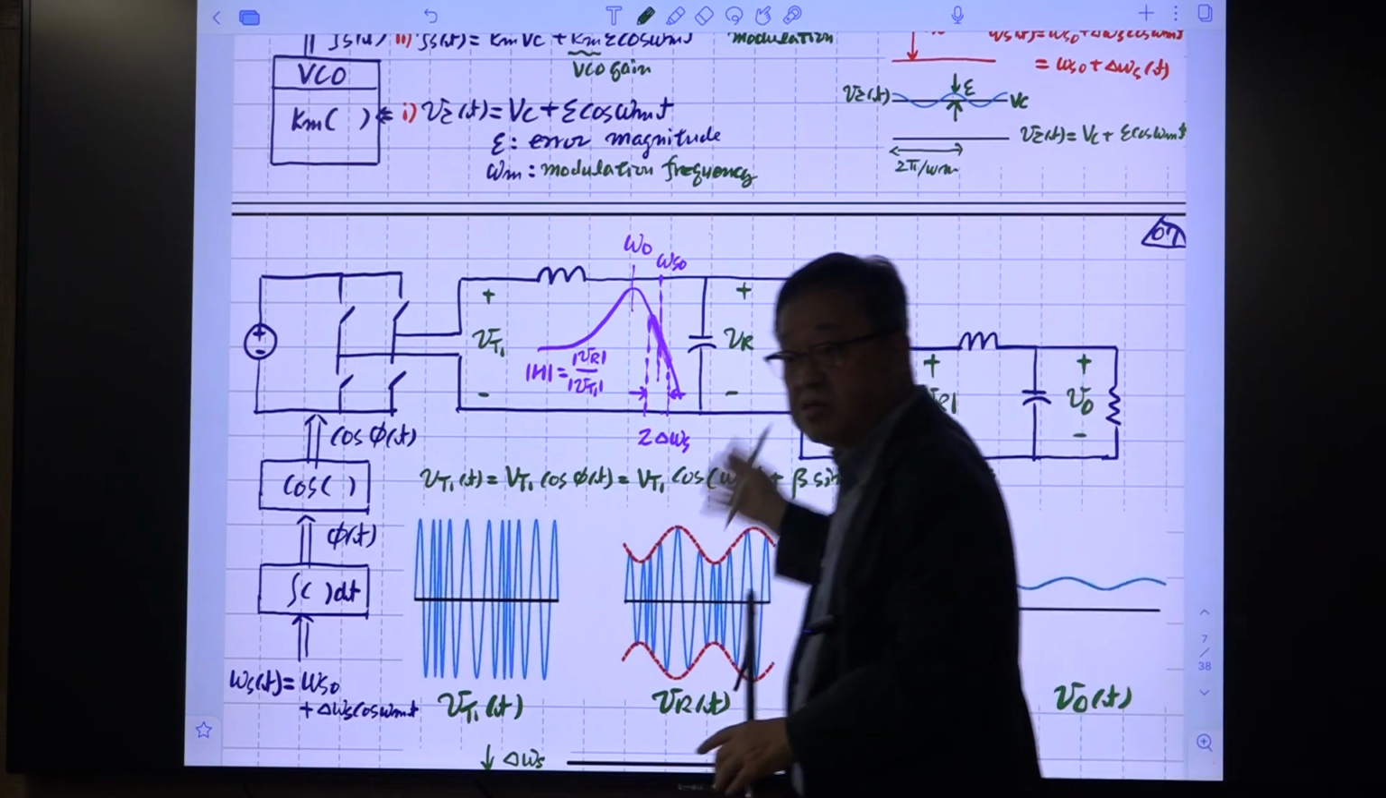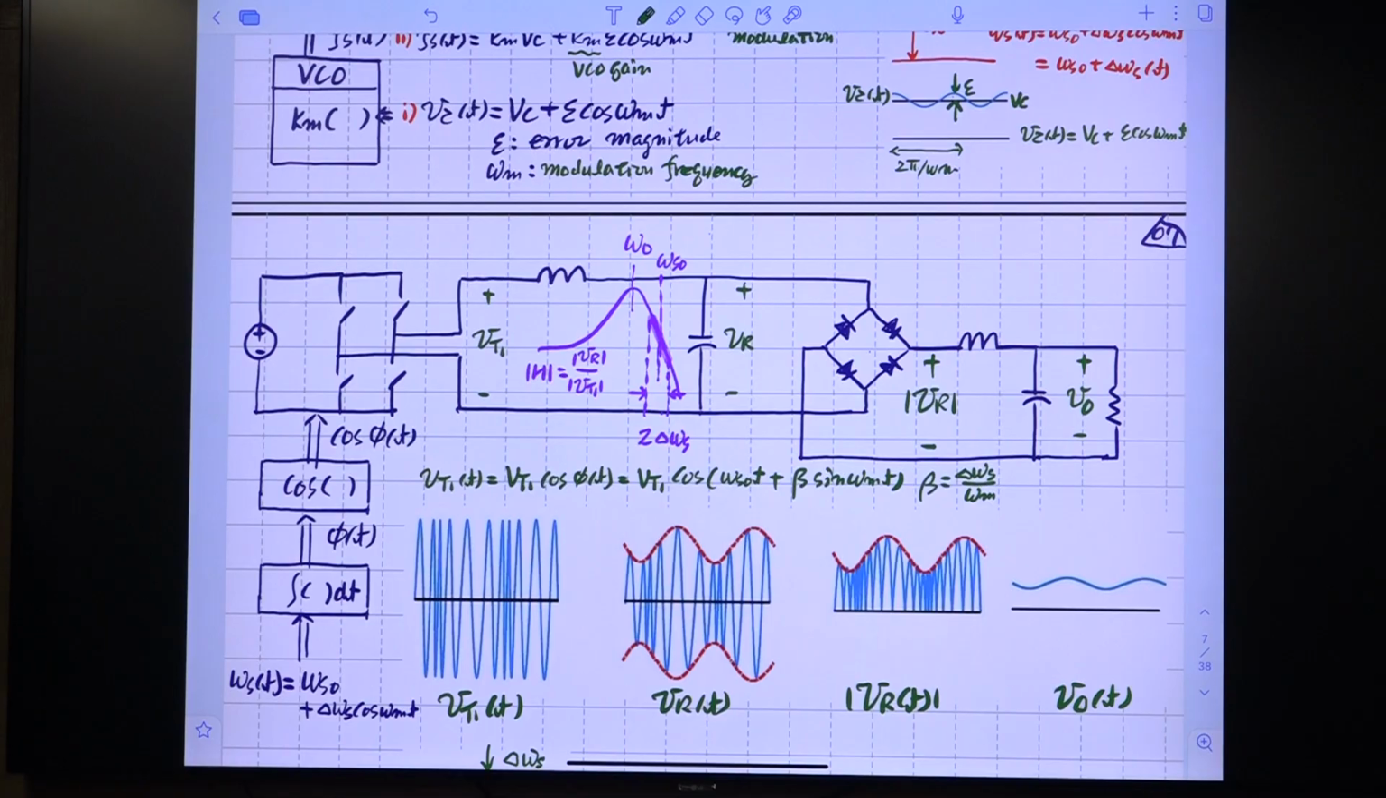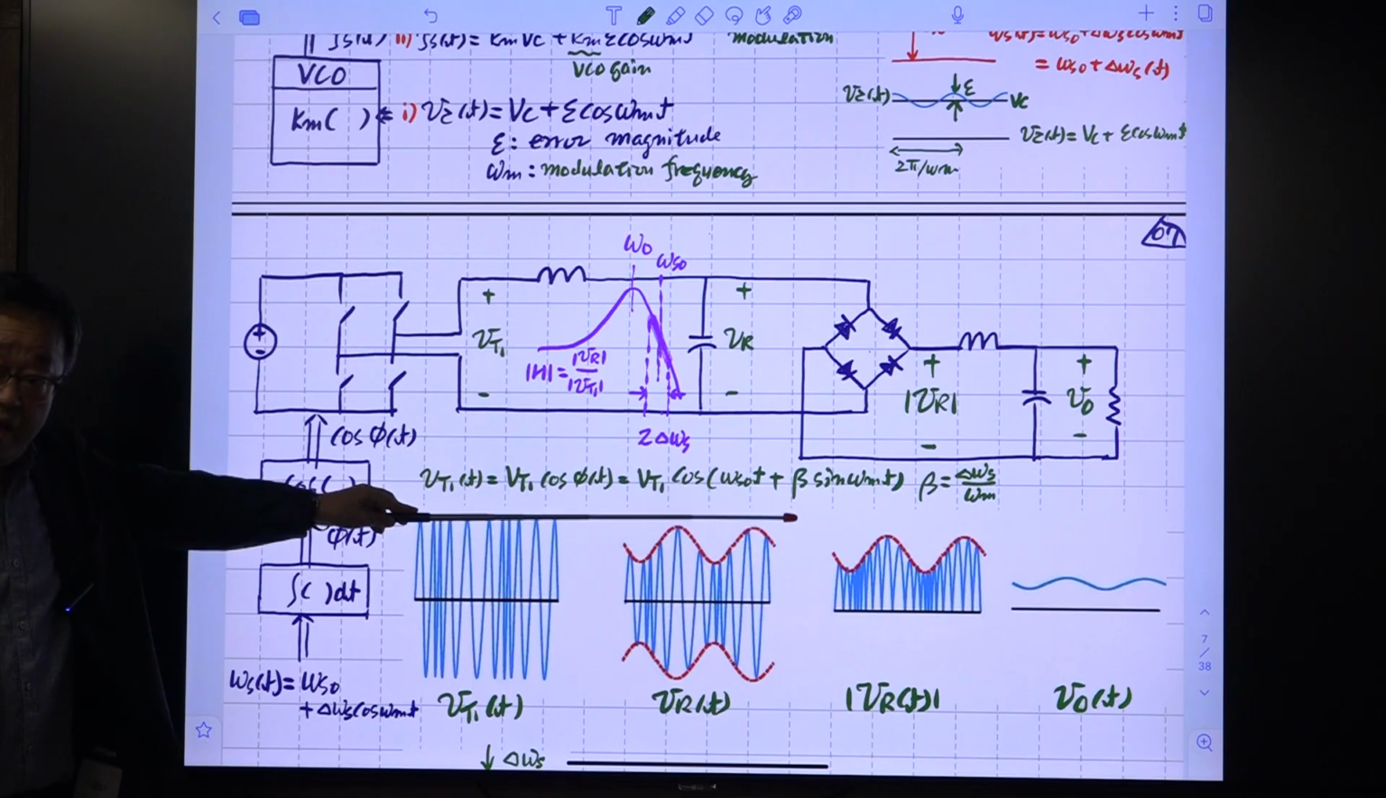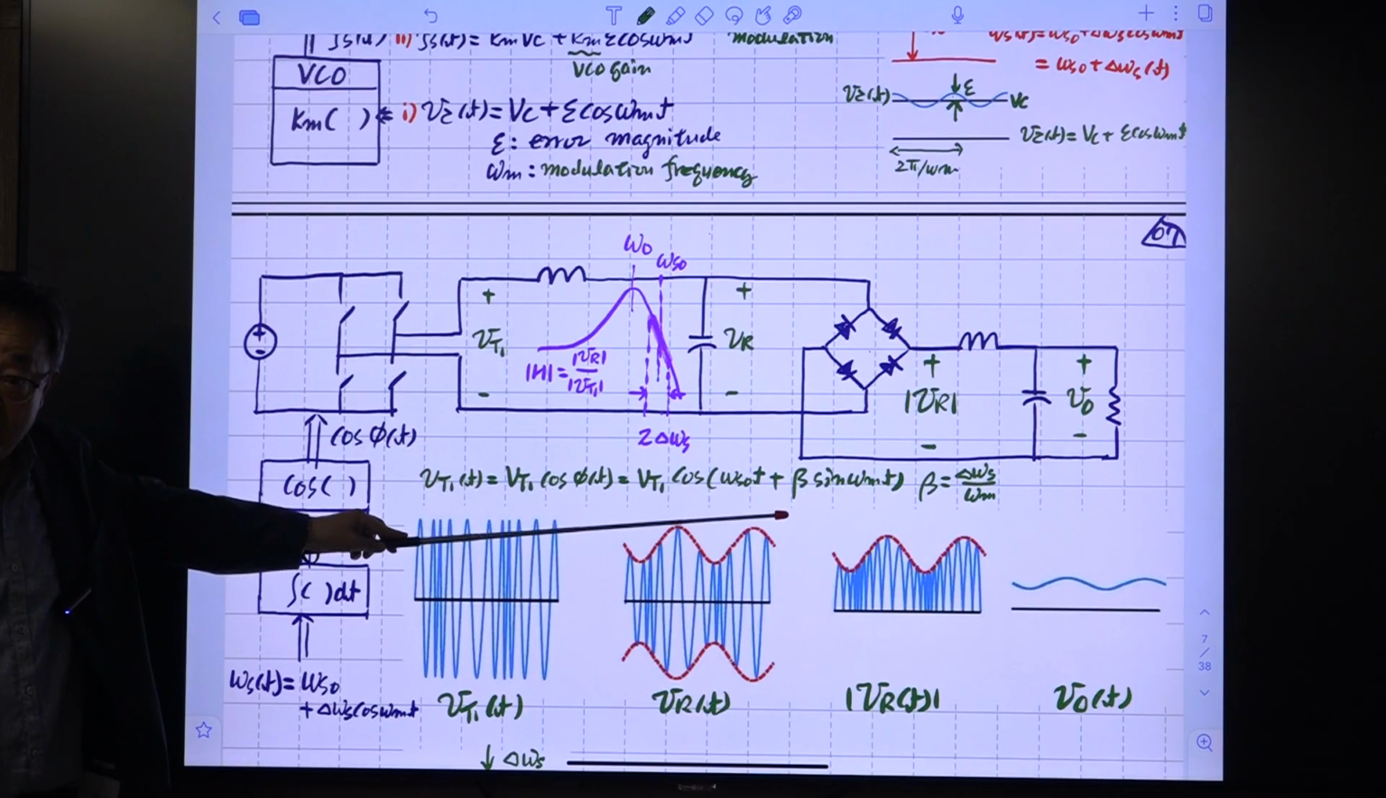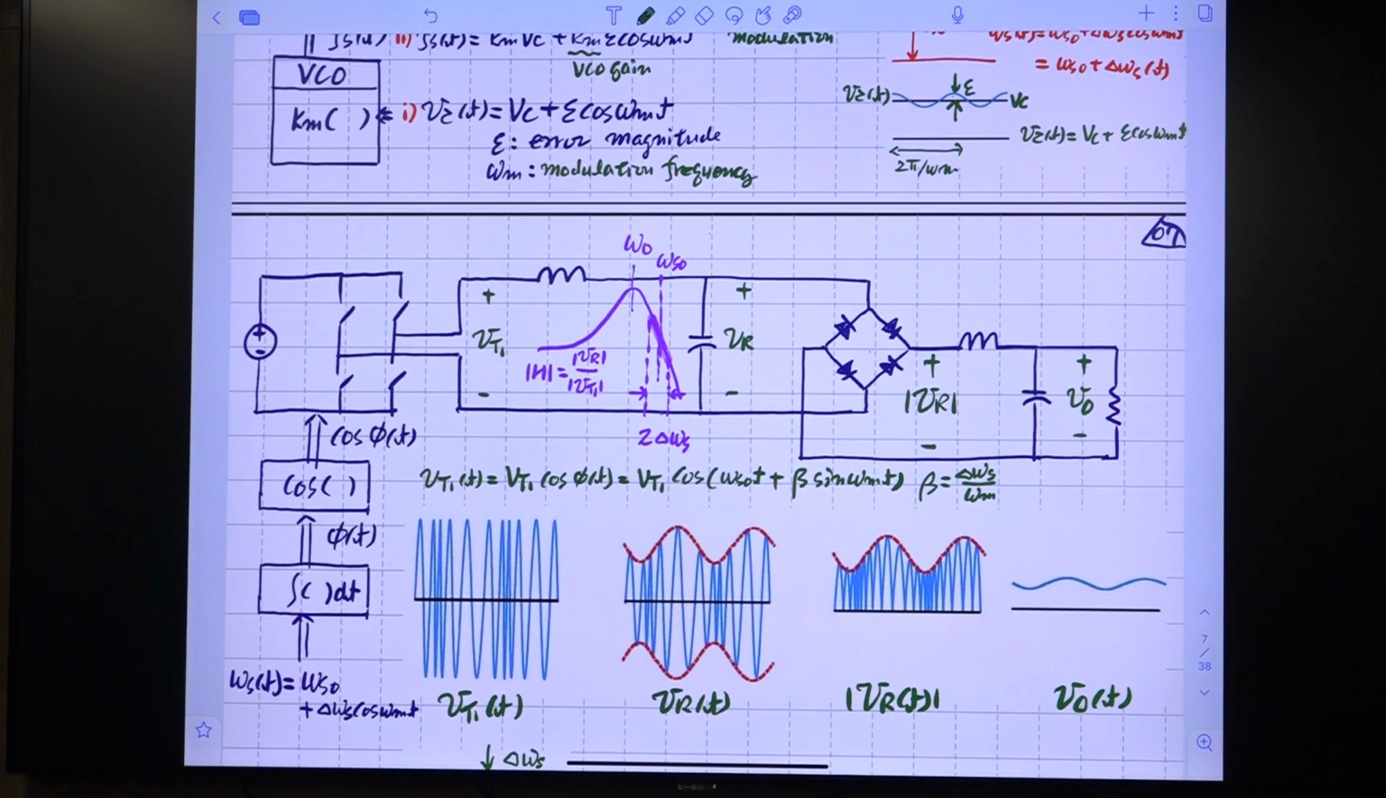So this is considered the conceptual illustration of the whole procedure, and this number beta is called the modulation index. The communication people, they love this beta. So this is a very important number.